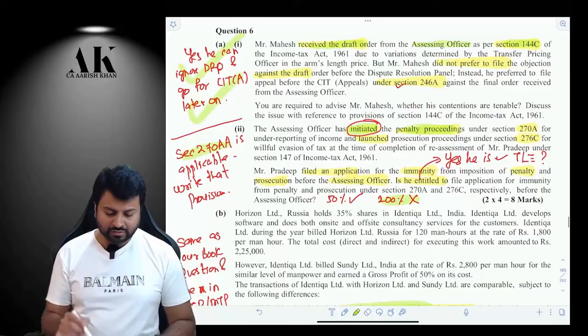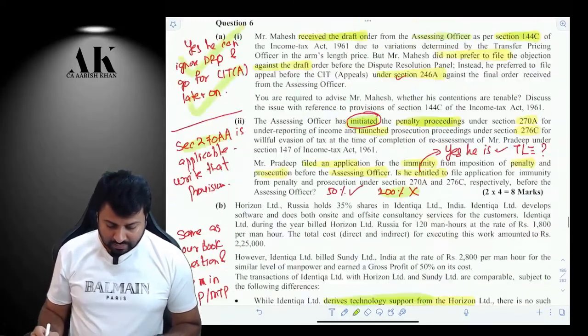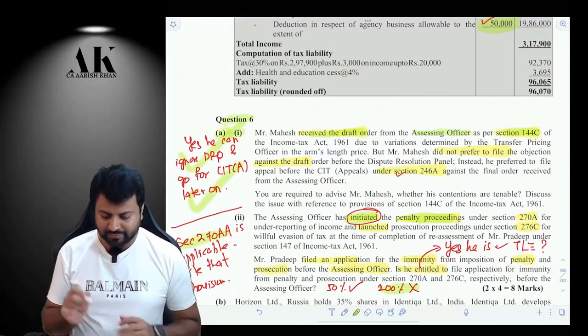Now, one last question is over here. Let's go through that question also. And that is question number 6 in this paper. Then we'll move on to the next paper.